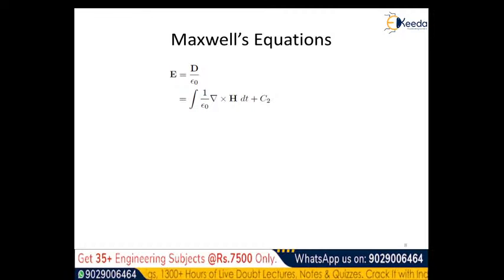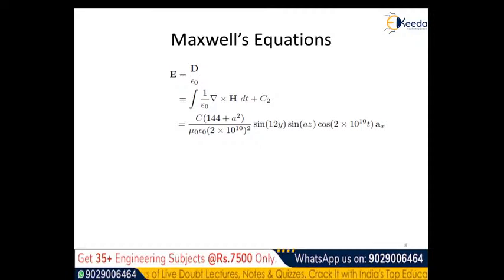So by the next step we get it to the form capital C in multiplication to 144 added by A square. This is all divided by mu 0 epsilon 0 multiplied to 2 into 10 raised to power 10 squared here, and this ratio is multiplied to sine of 12y into sine of Az into cosine of 2 into 10 raised to power 10 times t here, and this is all multiplied by the unit vector Ax here. So in this representation the constant of integration C2 is equal to 0 here. So this is the electric field intensity describing the electric field in general.